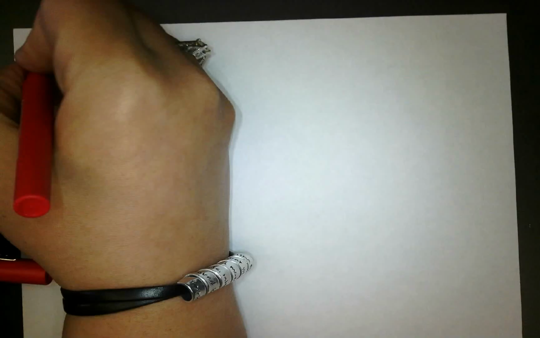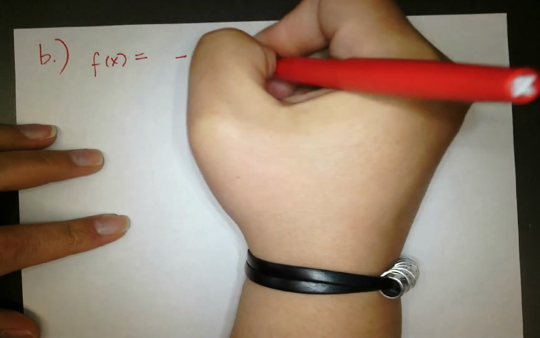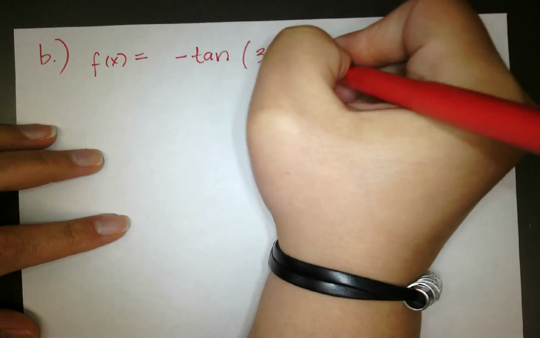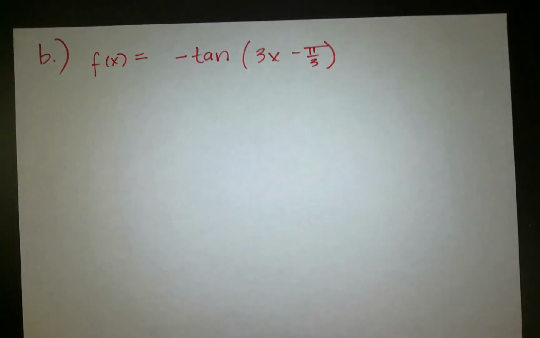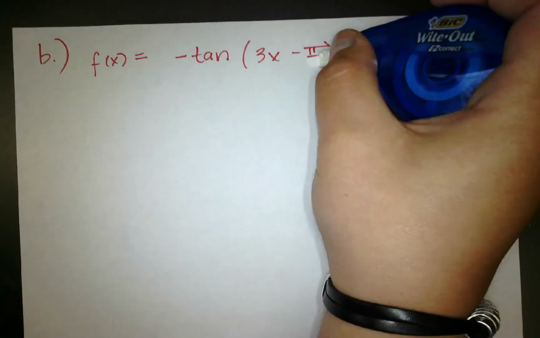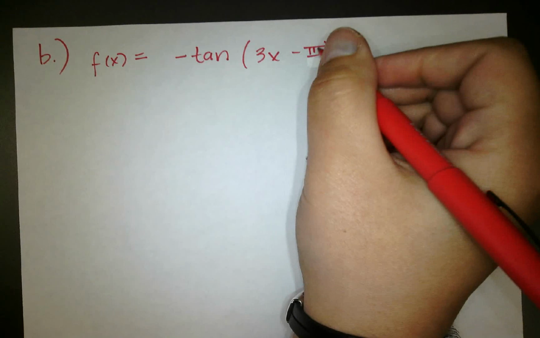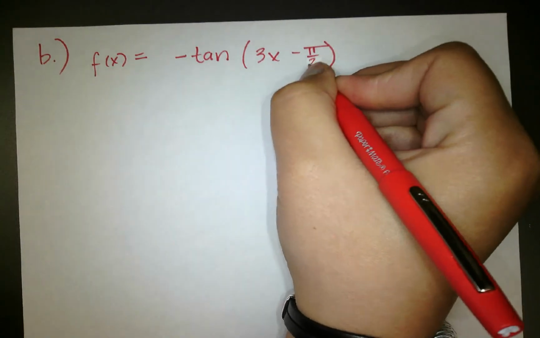Here's B. Now I'm going to get fancy. F of x equals negative tangent of 3x minus pi over 3. Oh, I lied. I'm going to change that. I'm going to do minus pi over 6. I'm going to do pi over 2. Sorry, I had to think about that.